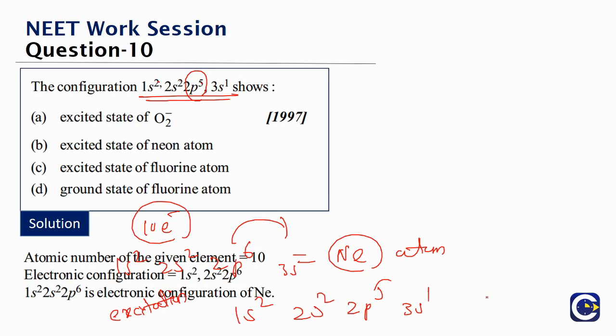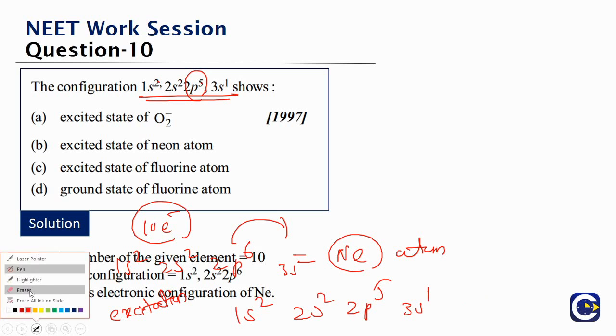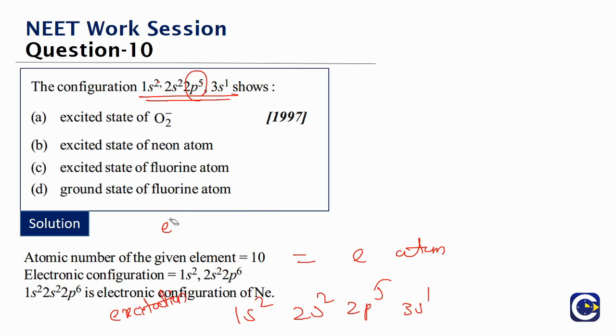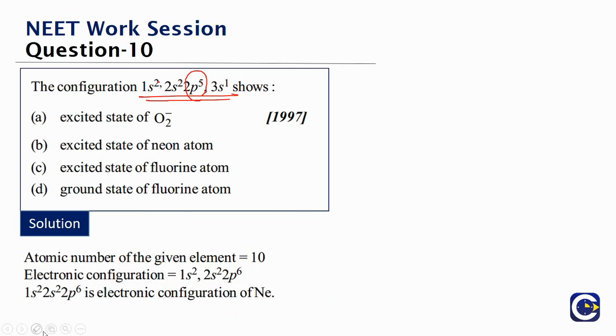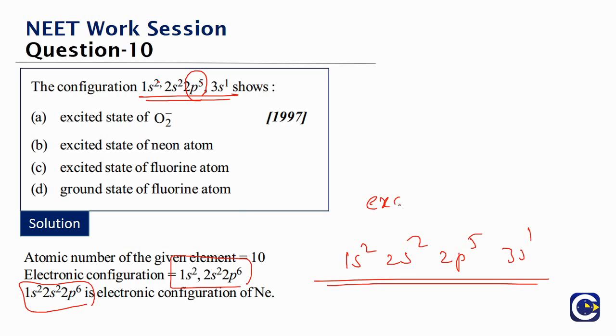So what is the correct answer for this? The total count of electrons is 10. The original electronic arrangement as per the Aufbau principle is 1s2, 2s2, 2p6, the electronic configuration of neon. From here we are exciting one electron from the 2p level to the 3s level. That is why we are getting this. This is nothing but the excited state of neon. So the correct answer is Option B.